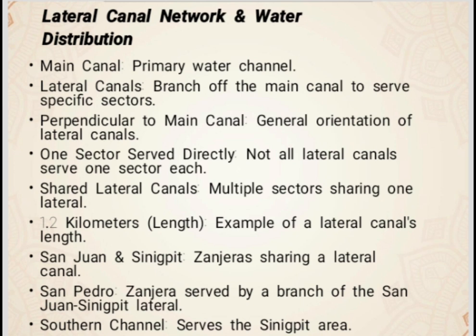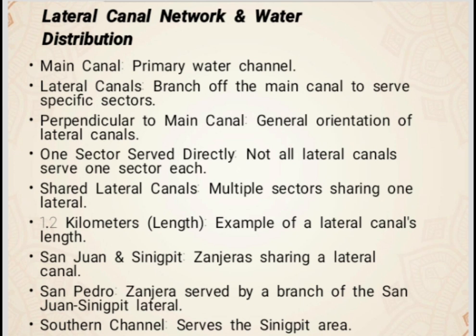So, in this slide, sinasabi dito na ang main canal approximately has 1.2 kilometers long, serves as the primary conduit for water. From the main canal, the lateral canals branch out, generally running perpendicular to it. However, the system is not always straightforward, where one lateral serves one sector. Instead, some lateral canals are shared by multiple sectors. For instance, a lateral connects both San Juan and Sinigpit, and a branch from this same lateral serves San Pedro.